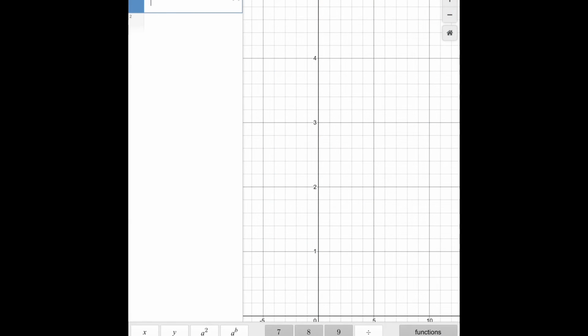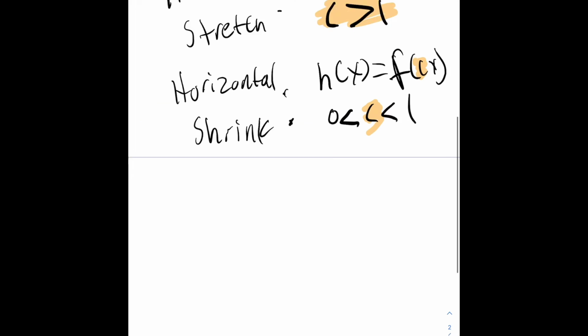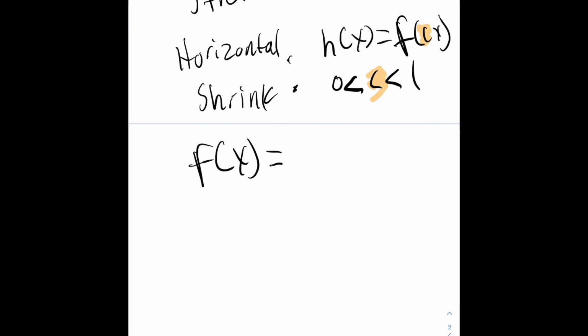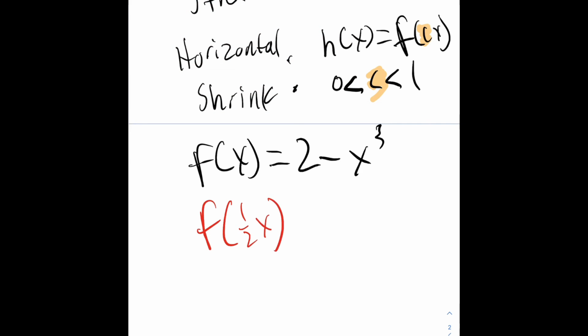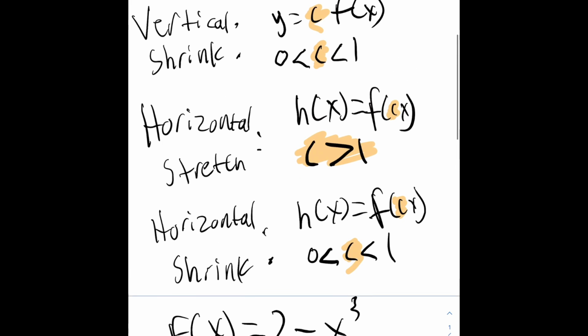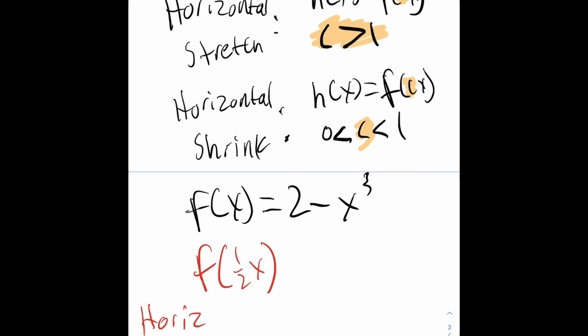All right, so just one more example of non-rigid transformations. Let's say that we take 2 subtract x to the third power. We're going to get a function that looks something like this. My original function is 2 subtract x to the third, but what I want to do is take f of 1/2 x. If I'm looking at these rules, because it's inside the parentheses and in between 0 and 1, it is going to be a horizontal shrink.